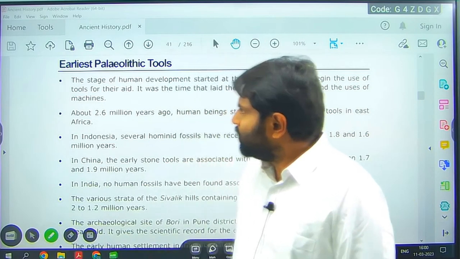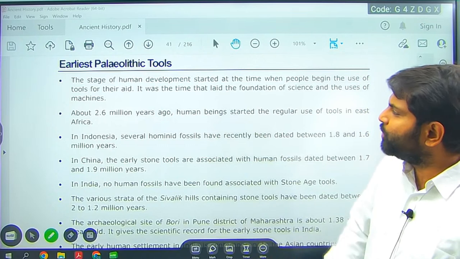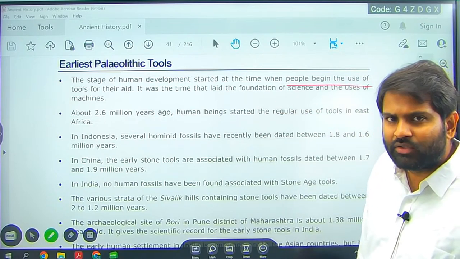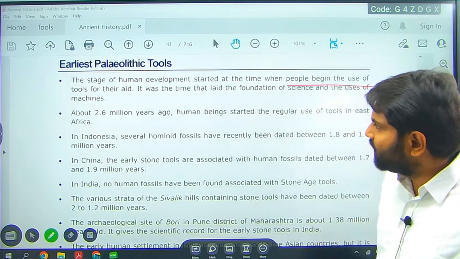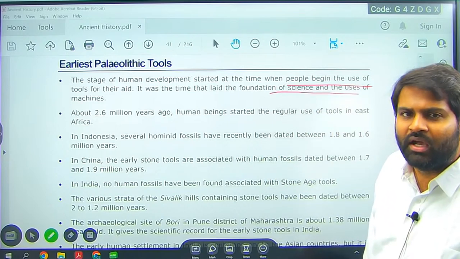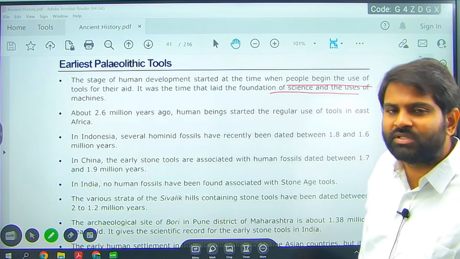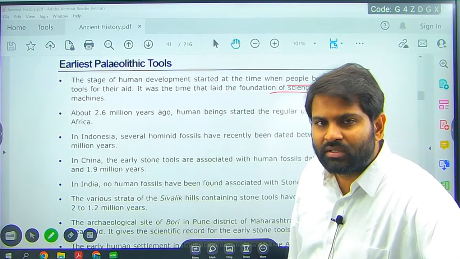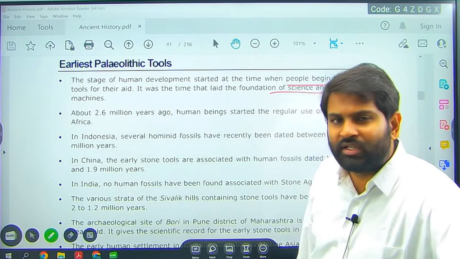Next, the Paleolithic age, the earlier Paleolithic tools. The stage of human development started at the time when people began the use of tools for their aid. So we are talking about technology. When you talk about Paleolithic tools, we talk about technology. It was the time when the foundation of science and the use of machines was laid. That is the reason I am saying this is the first phase, the first evolution of science and technology. When a person took a particular piece of rock, chipped it out and made a tool out of it, this was the evolution of technology. He must have had a knowledge of science, although it is not recorded.